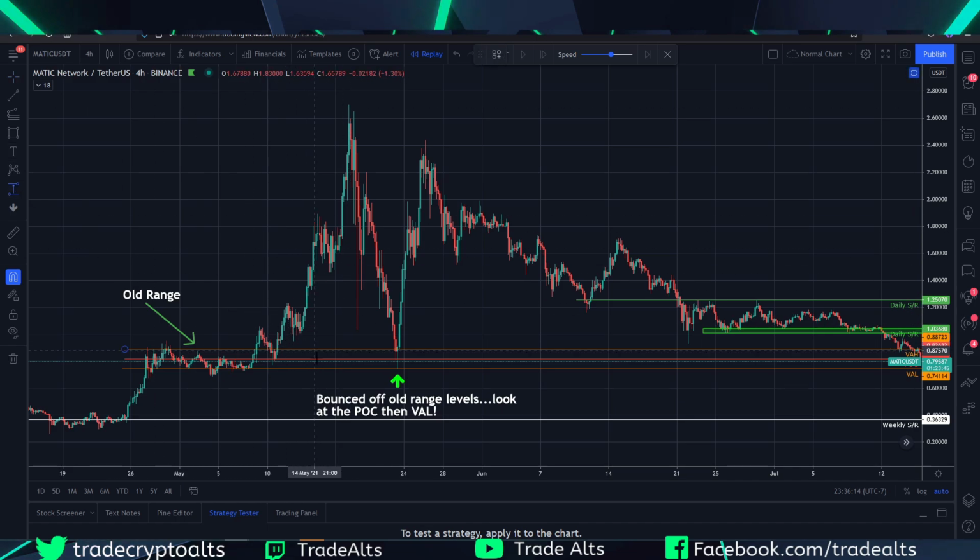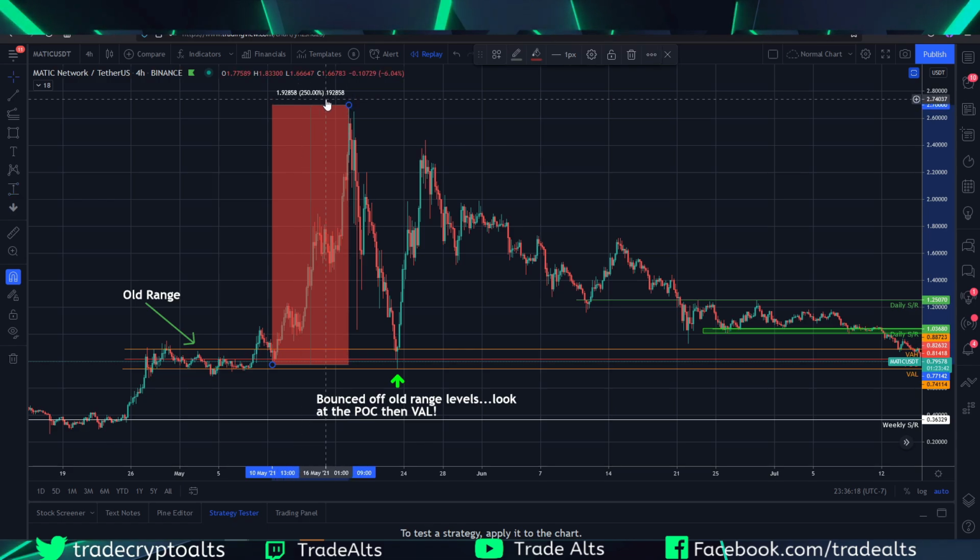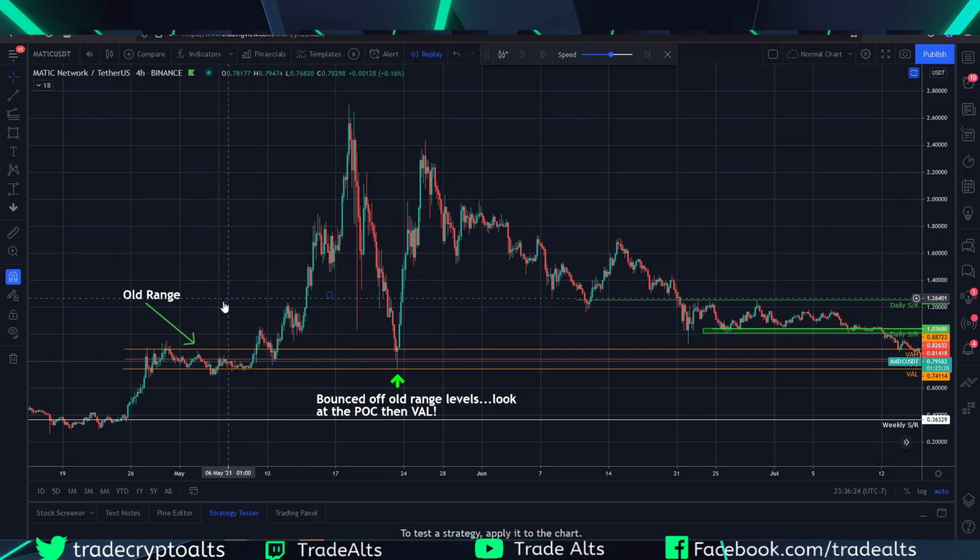I mean, if you measure this, just from this breakout to up here, 250%, right? Huge move. And Matic had a much larger move overall than that. I mean, it was insane, the run that it went on. But why you should never delete old ranges, and this is just my opinion, but I've seen this happen many, many times, is that oftentimes these ranges come back into play, right?